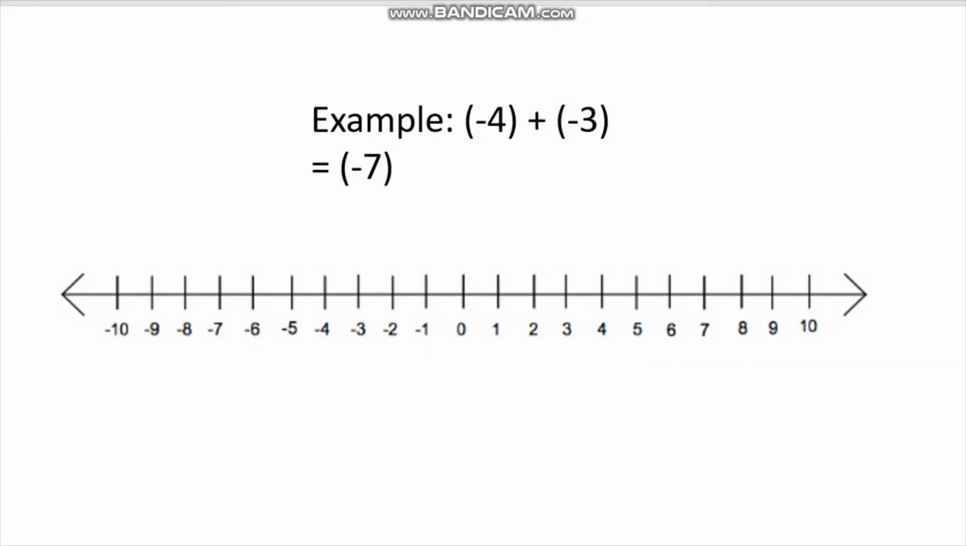So for our example, we can take the two negative integers to be minus 4 and minus 3. Minus 4 is present here. If you have to add minus 3 to it, you need to move 3 times to the left and thus you're going to end up at minus 7. So the value of minus 7 is actually smaller than both minus 3 and minus 4 because it is present farther to the left of the number line.